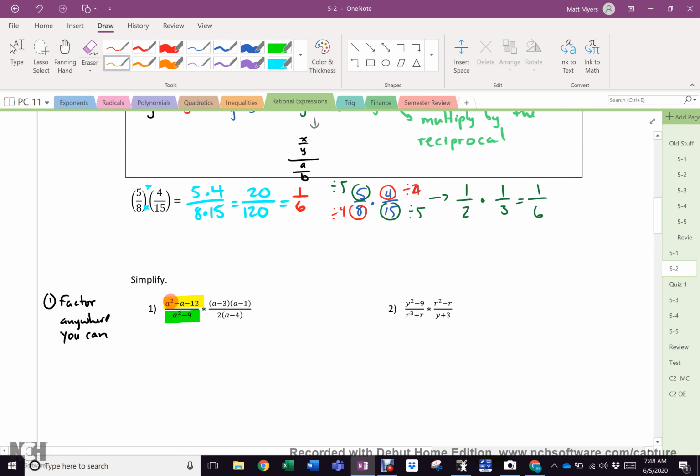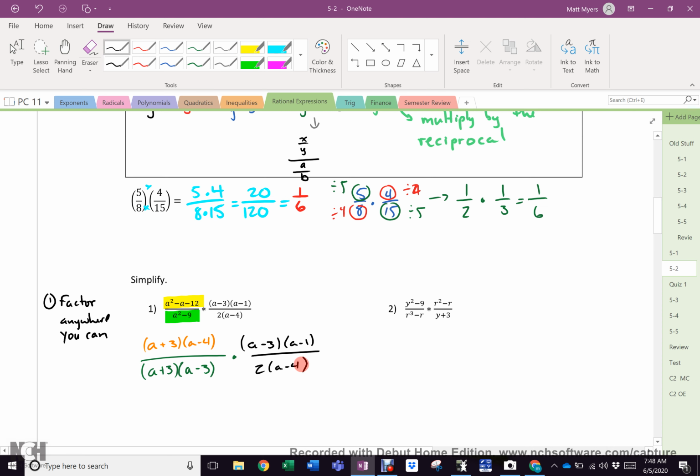How do you factor that? Well, that's a plus 3, a minus 4, over, how do you factor the green one? That's a plus 3, a minus 3 times a minus 3, a minus 1 over 2, a minus 4.